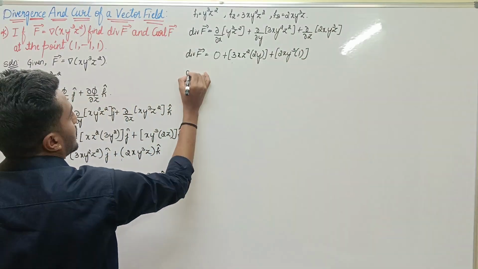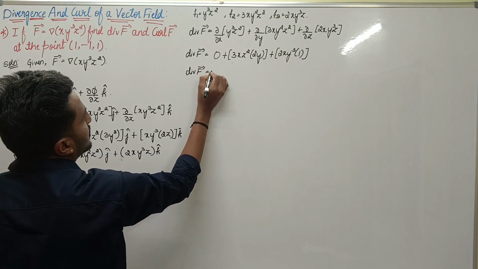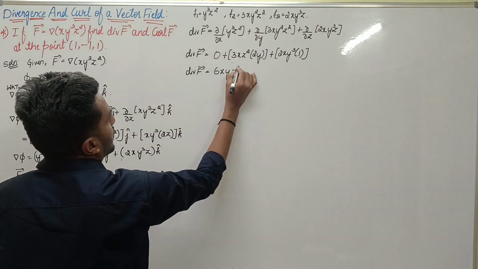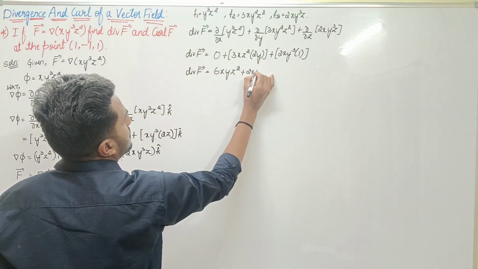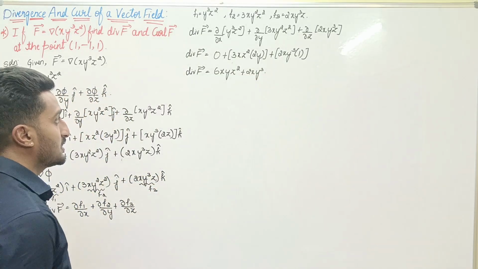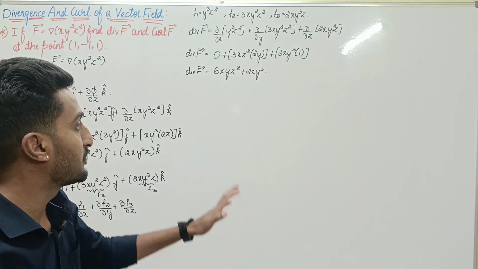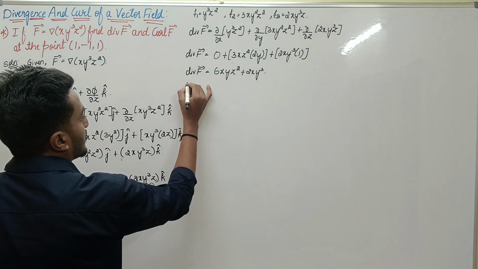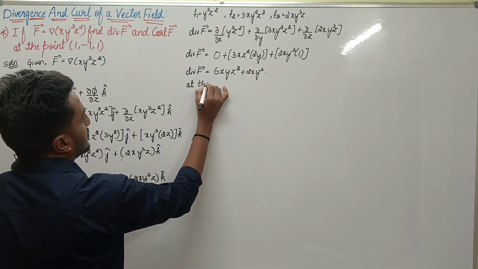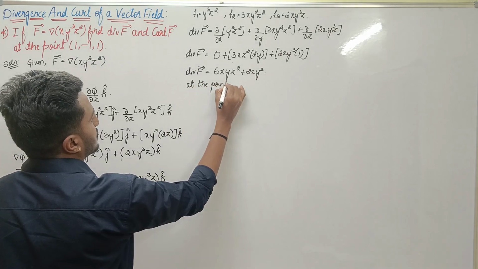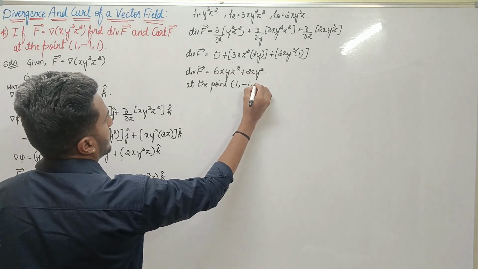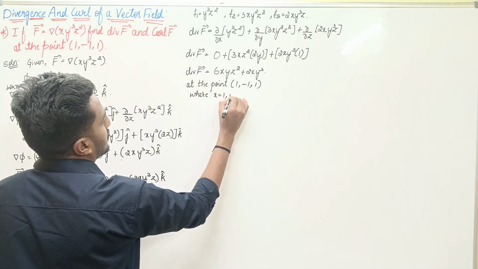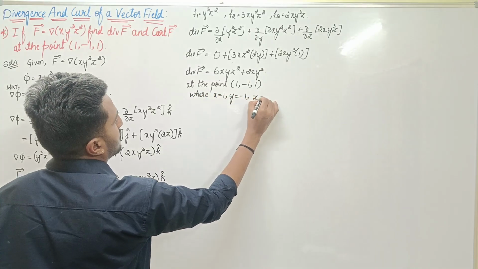Got the point? Yes. Divergence of vector f is equal to 3 twos are 6xyz² + 2xy³. This is our divergence of vector f. Now what are we going to do? We are going to apply the point (1, -1, 1), where x equals 1, y equals -1, z equals 1.